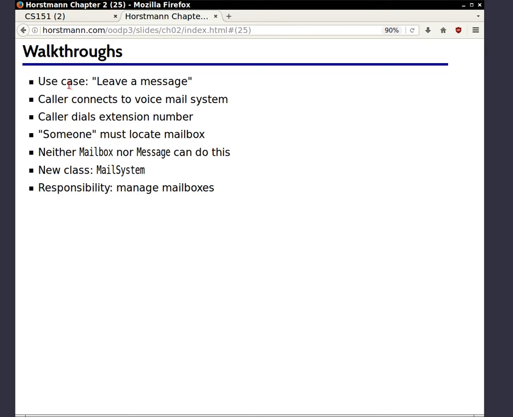So here, we have this use case for leaving a message. The caller connects to the voicemail system. At this point, someone might say, well, that must be the system class. And let's see if the system class has some responsibility that deals with connecting or some such thing. And then the caller dials the extension number. Well, who processes that thing? Is there a class like an input reader or some such thing?